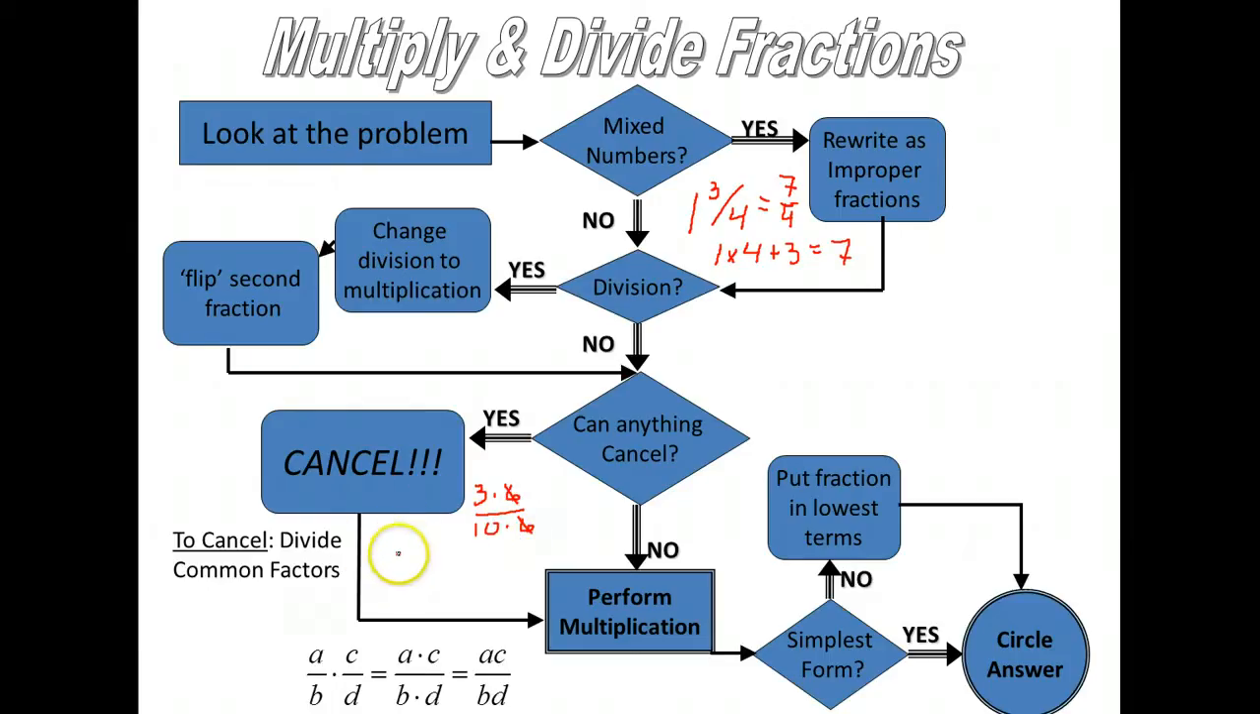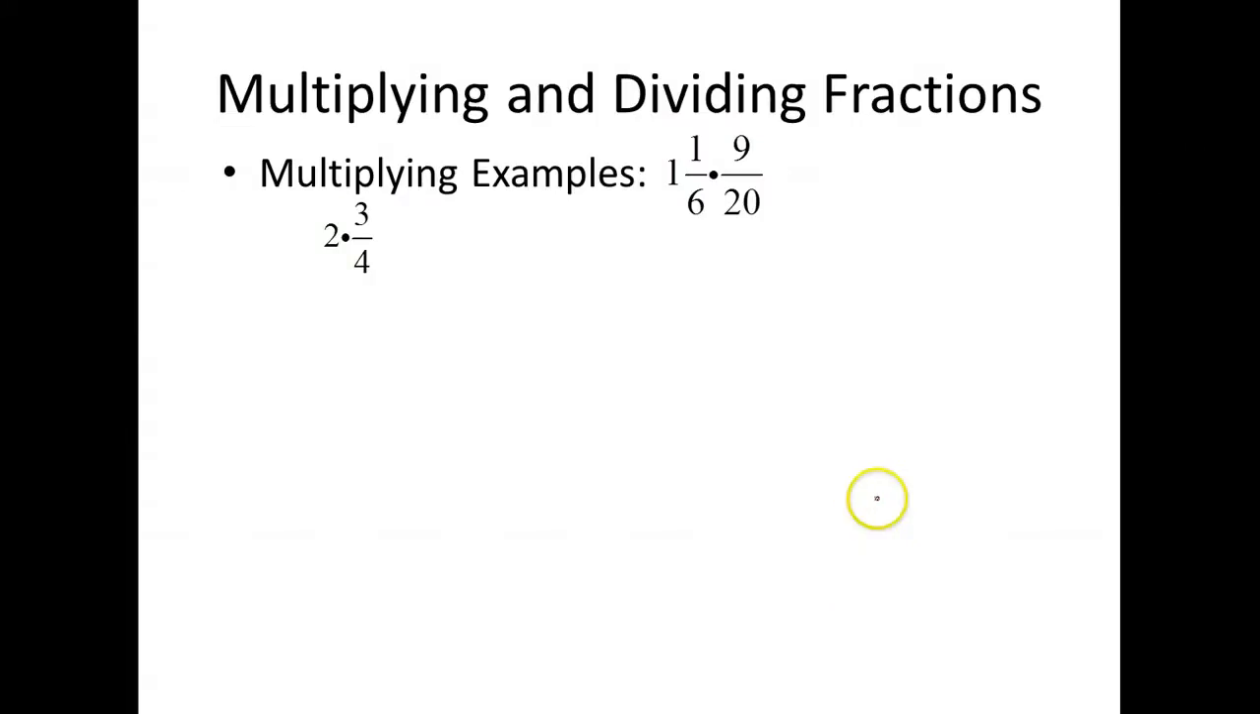Now this is useful when I'm dealing with fractions with units. So if I have something that is inches over inches, units also cancel. I cancel units just like I cancel numbers. Okay, once I've done all the canceling, then I perform my multiplication, and then I make sure that my answer is in lowest terms. So let's do an example here.